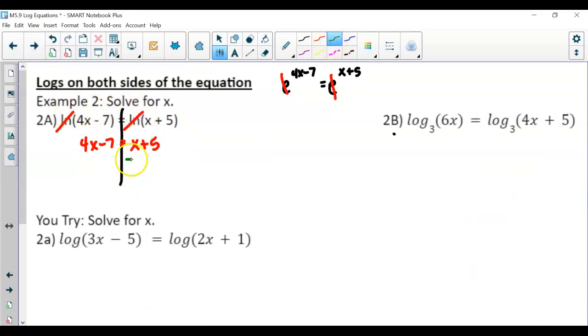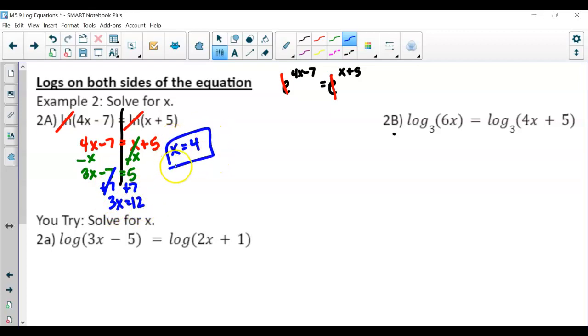So now I've got my multi-step. I'm going to gather my x here, subtract it. 3x minus 7 is equal to 5. And now we're just solving a two-step. Add 7 to both sides. 3x is equal to 12. Divide by 3, and x is equal to 4.